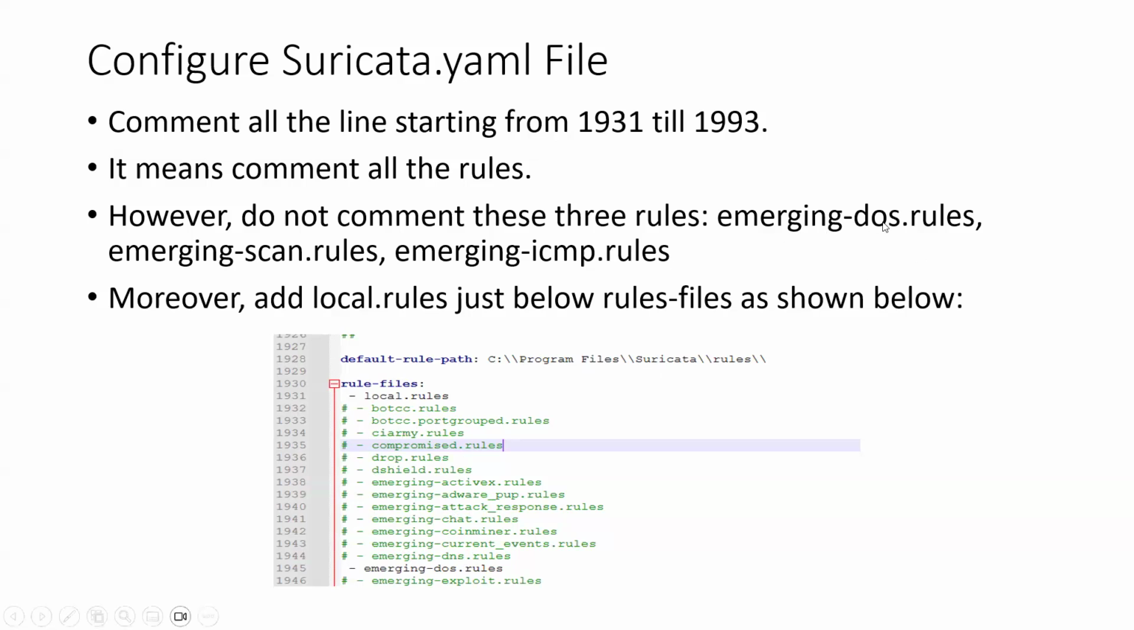So for instance, what I did in this case, I uncommented these emerging DOS rules, emerging scan rules, emerging ICMP rules. When you are editing this file for configurations, also make sure that everything is aligned properly. If there is any alignment problem, then it will flag an error while running Suricata. And then you can see here the default rule directory, the rule path is C program file Suricata rules, and also make sure that these lines are uncommented and that the rules directory is correctly specified here.